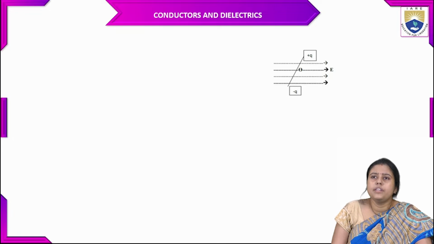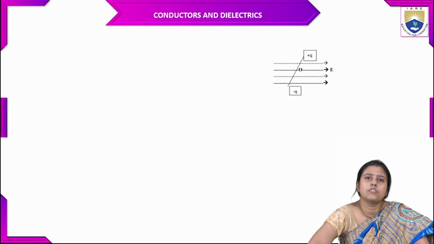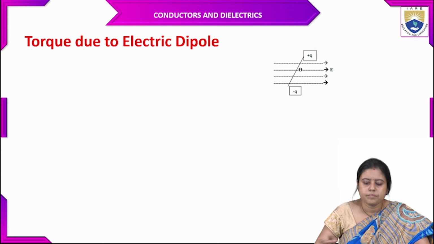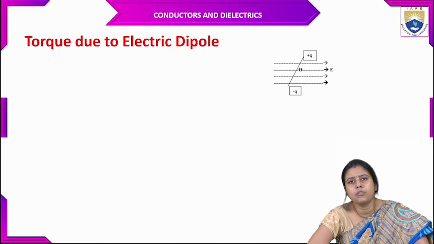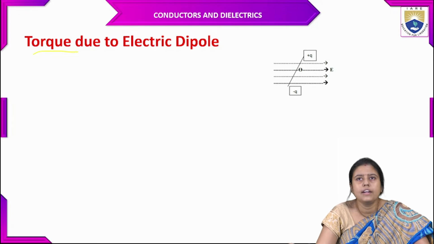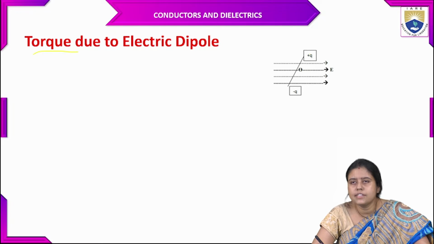So now we will discuss what the torque is. We have discussed that polar molecules exhibit some torque in the case of an electric field. What is the value of the electrical torque for the dipole moment? You can see here there are two charges, plus Q and minus Q, which are aligned to the electric field intensity E at an angle theta.